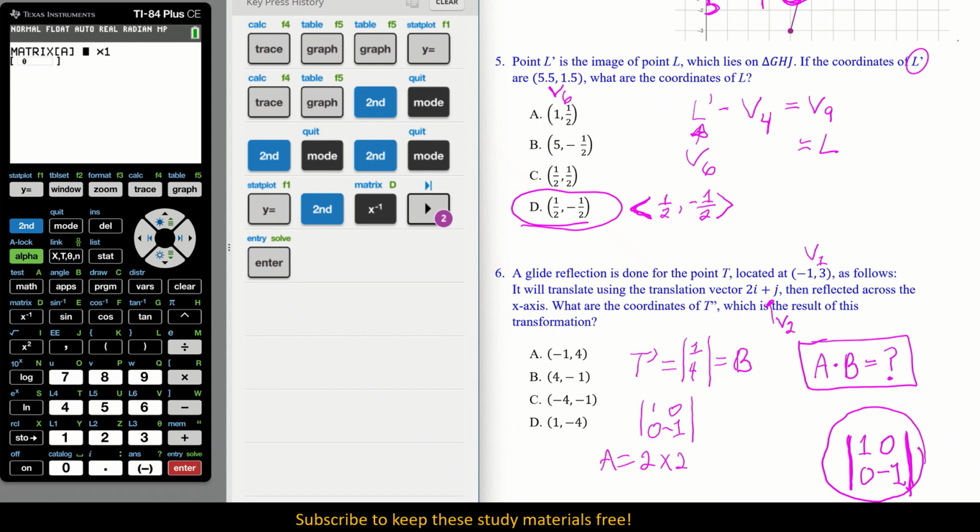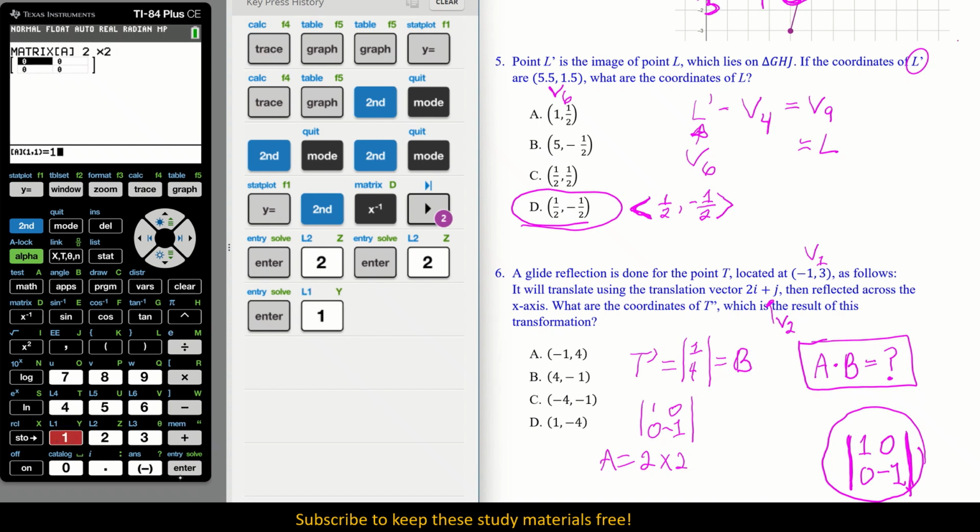So I need A to be a 2 by 2. 2, enter, 2, enter. I am now a 2 by 2. And in my matrix I want 1, 0 is okay, enter again, and enter. And 0 is okay. Keep entering until you get there. Then -1, enter again. Remember, this is so I can reflect about the x axis.